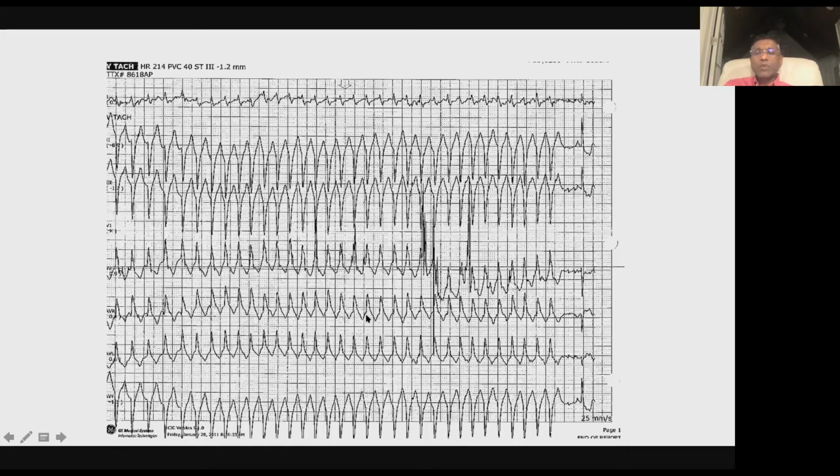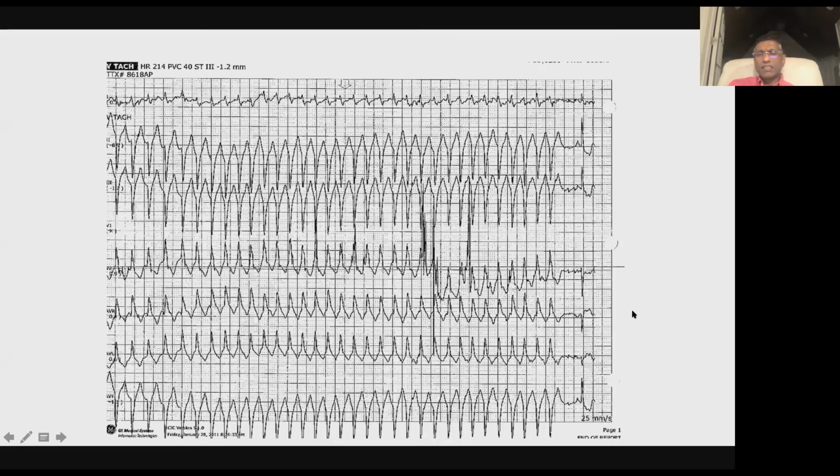Let's get a volunteer, and we won't spend too much time on this. We'll just take a quick look at some of the main criteria. I'm going to have to tell you what the leads are. While the next volunteer is thinking about it, this is lead 2, this is lead 3, this is lead 1. This is V1. This is lead AVR here. And aVL and aVF.